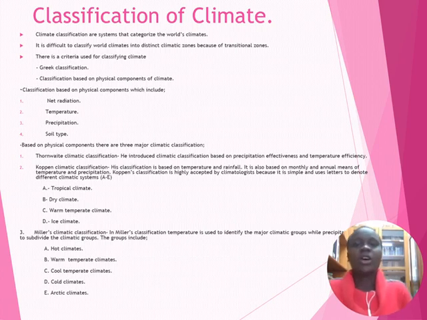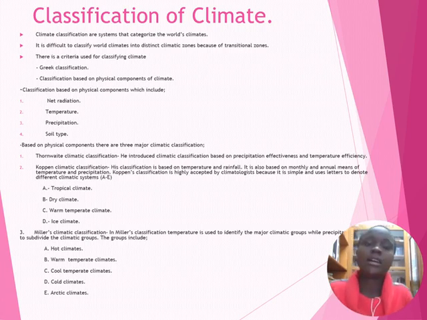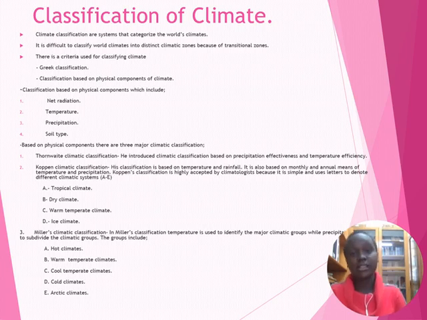Okay, we are going to talk about the classification of climate. The term classification of climate refers to a system that categorizes the world's climates. That is, grouping the climates or regions according to their similarities, for example, regions with high temperatures, or cool climatic regions and cold climatic regions.